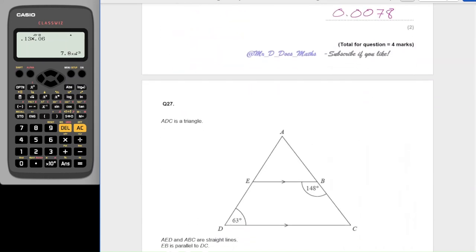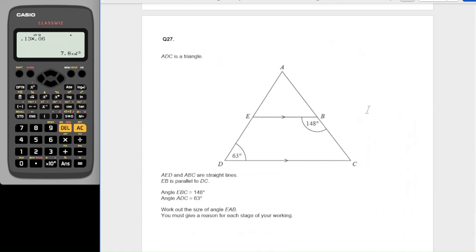Okay. Question 27. We've got a triangle. I'm given information. Work out the size of EAB. So we want this angle here. You must give a reason for each stage of your working. If I call this X for now, I'm going to call this Y. I'm going to say that we've got a trapezium here. So these two angles, because they're parallel, are co-interior angles or supplementary angles.